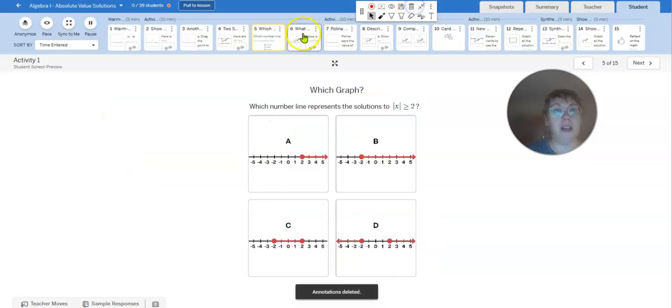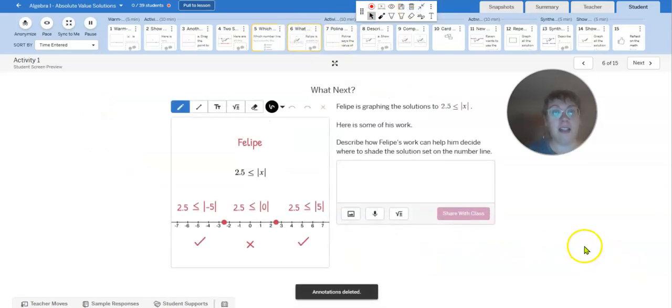Beautiful. Slide 6, my friends. It says Philippe is graphing the solutions to 2.5 less than or equal to the absolute value of x. Here is some of his work. Describe how Philippe's work can help him decide where to shade the solution set on the number line.